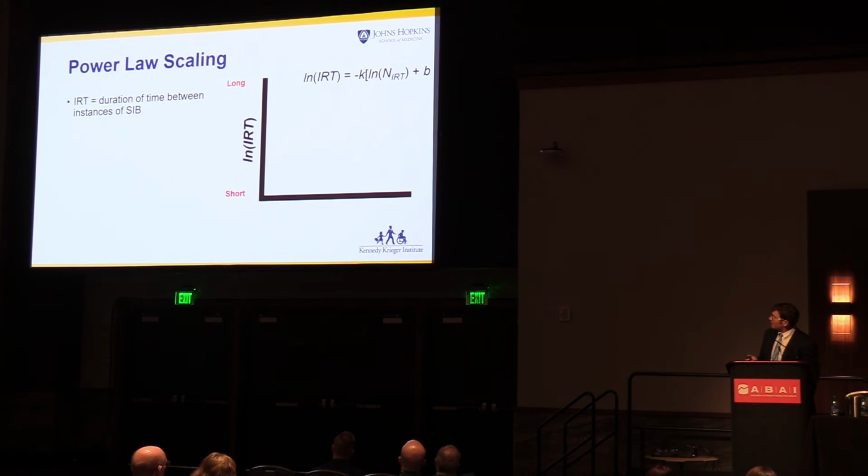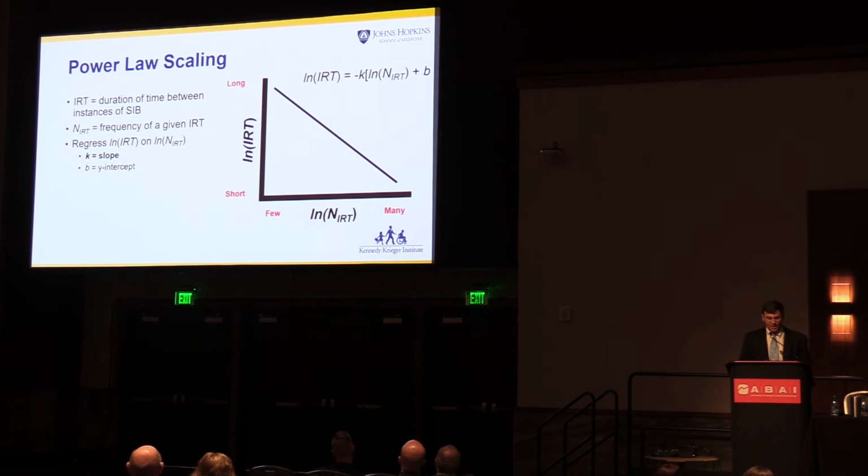If we plot the duration of time between instances of SIB, this is our IRT duration, on the y-axis, we plot the logarithm of that. Really short IRTs at the bottom, really long IRTs at the top. If we plot that quantity against the frequency for observing a given IRT, the natural logarithm of that on the x-axis, very few instances, very many instances, you can regress the IRT on the number of IRTs, or the frequency of a given number of IRTs. And what you can do is examine the slope of this line.